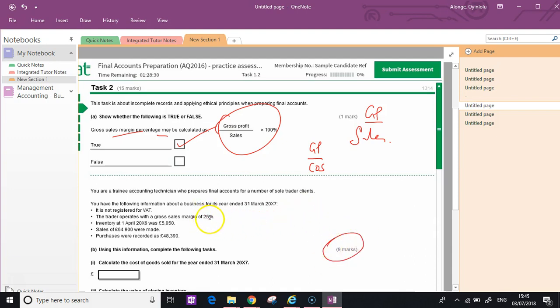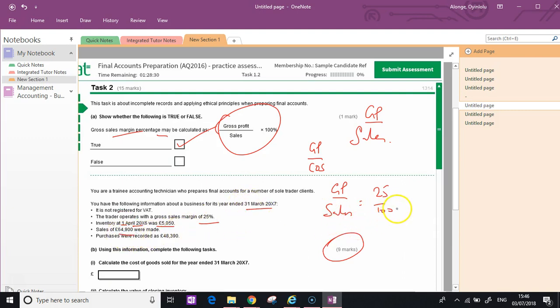So these people operate a gross profit margin. So you're thinking straight away, gross profit over sales is 25%. Straight away, you know that. You've written that. Always write that down straight away. Anyway, they tell us that inventory was this. That's opening inventory. Look at the dates carefully. This is the year end. So just watch out. This is what the revenue was.